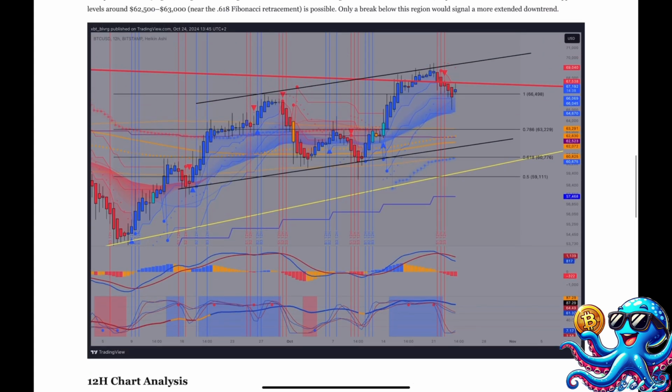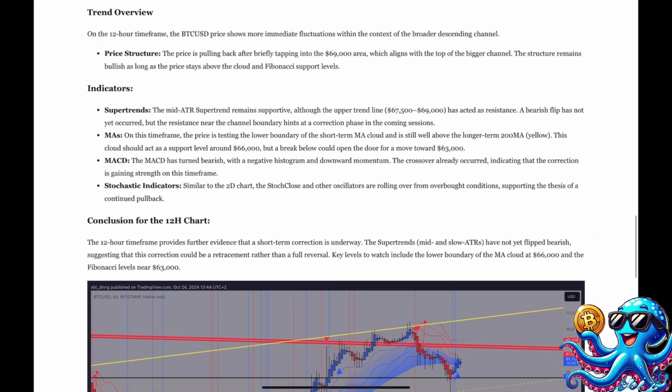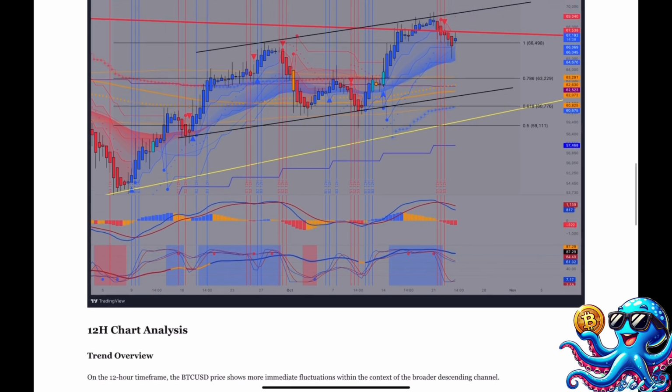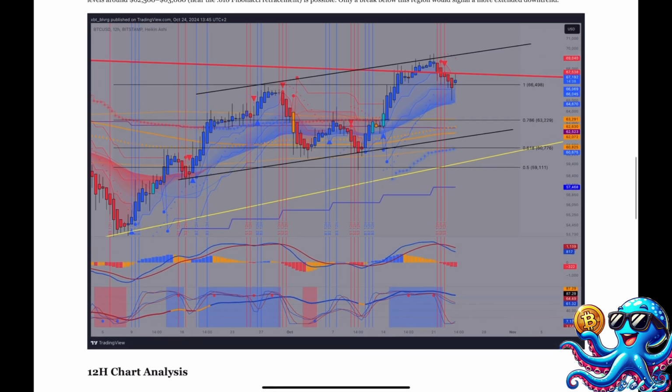Indicators. Supertrends. The mid-ATR supertrend remains supportive, although the upper trend line, $67,500-$69,000, has acted as resistance. A bearish flip has not yet occurred, but the resistance near the channel boundary hints at a correction phase in the coming sessions. MAs. On this timeframe, the price is testing the lower boundary of the short-term MA cloud, and is still well above the longer-term 200 MA, yellow. This cloud should act as a support level around $66,000, but a break below could open the door for a move towards $63,000.